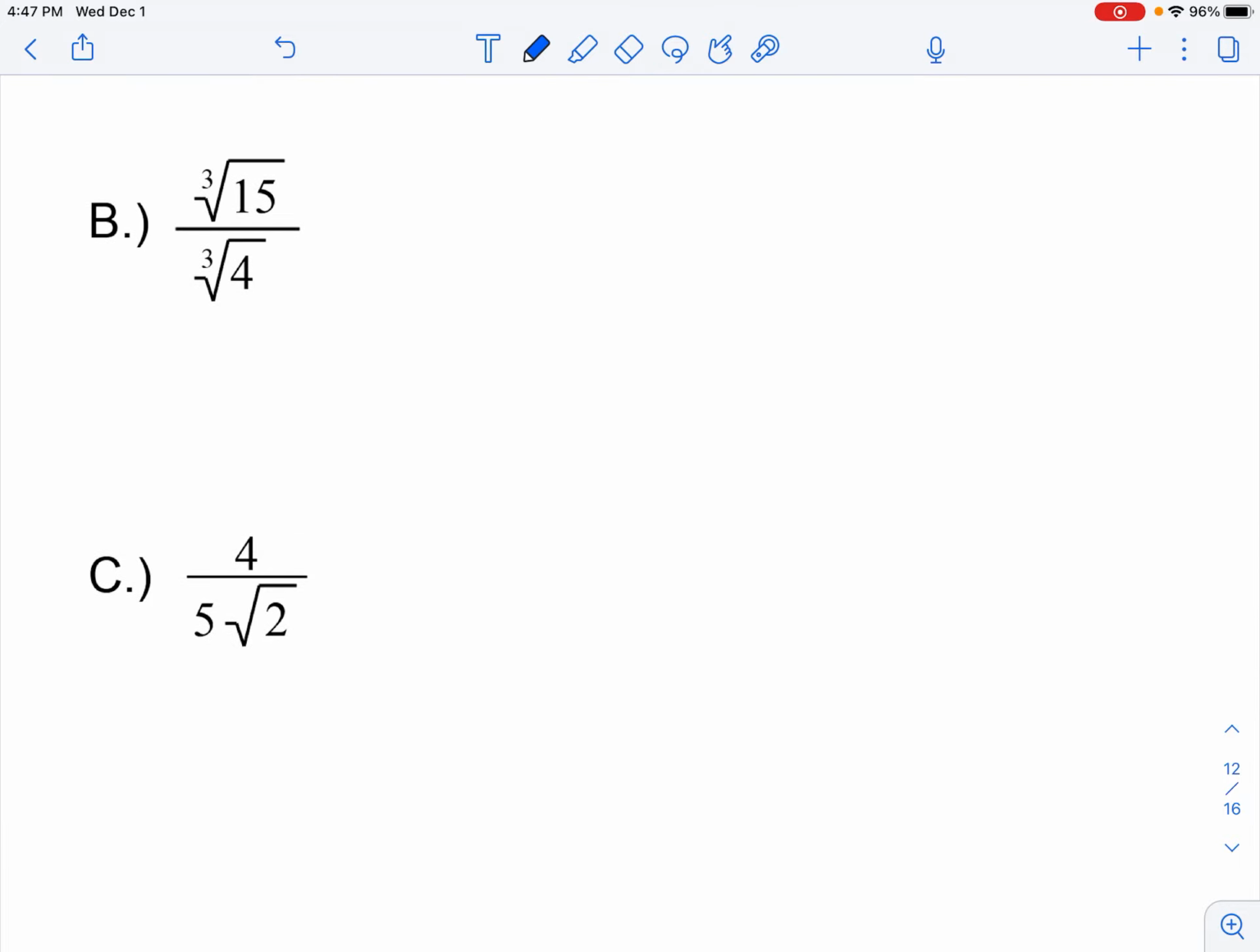All right, B. I've got to figure out what do I multiply 4 by so that it becomes a perfect cube. If I do 4 times 2, I get 8, and 8 is 2 cubed. So if I can get an 8 inside the radical in the denominator, then I'm good to go. So I'm going to multiply this by the cube root of 2 to get that 8 in the denominator. But what I do to the bottom, I must also do to the top.